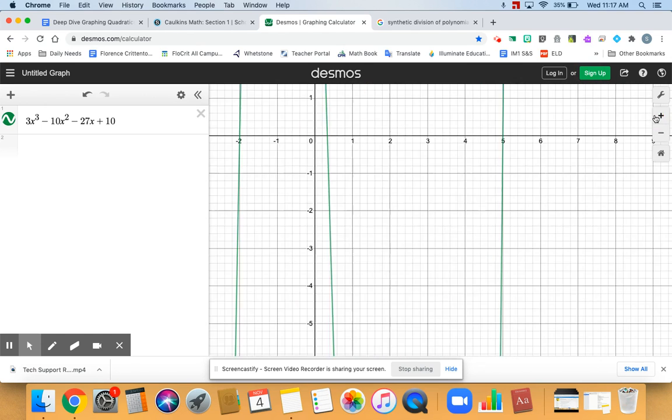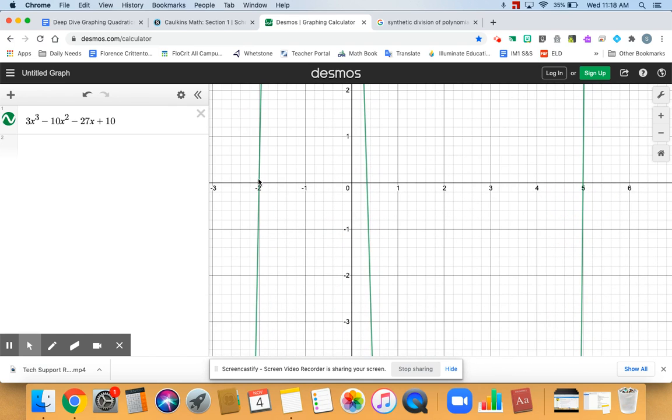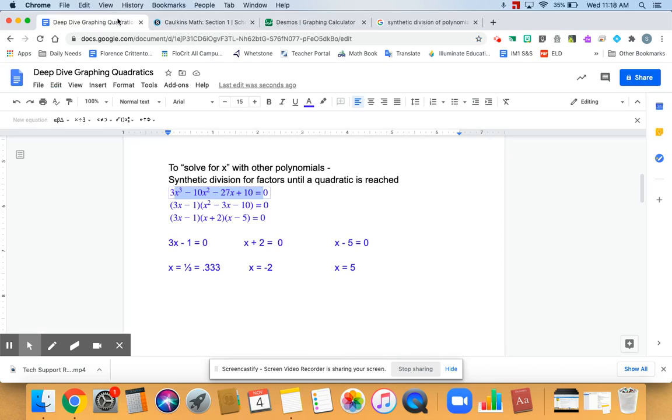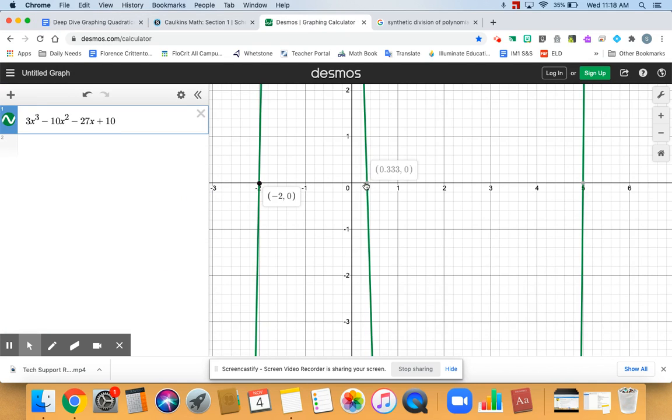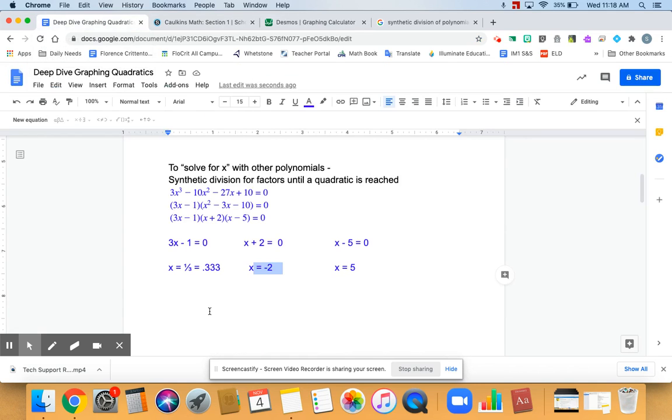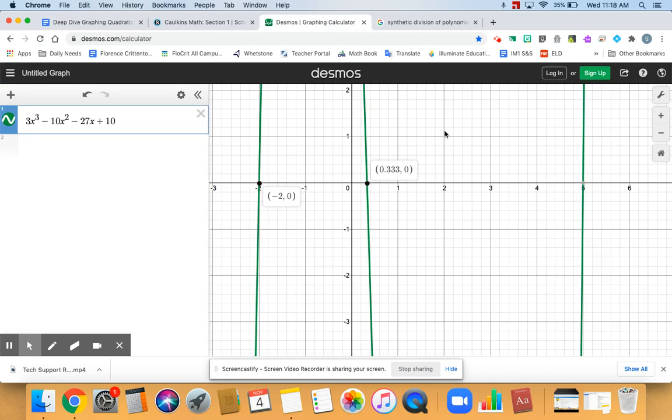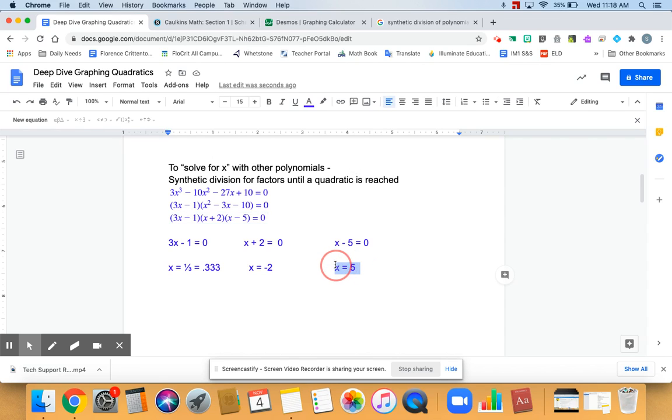But if I look at the x-intercepts where it's crossing x, there's 3 of them. One right here at -2, which we solved for on this factor. The one at 0.333, which came from our first factor here. And then the last one over here at 5, which we solved for right here. So that's how it's going to get harder. That's how you're going to have to do it next year with adding synthetic division to it and everything you learned how to do in this class all mixed together.